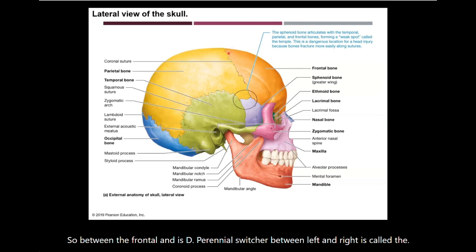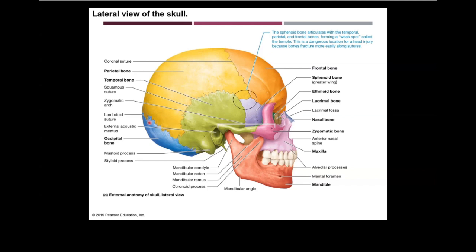So between the frontal and parietal is called the coronal suture. Between left and right parietal is called the sagittal suture. Between parietal and temporal, it's called the squamous. Between parietal and occipital, it's called the lambdoid suture. Okay? How are we feeling about the sutures? Good? So what were they? Coronal, squamous, lambdoid, and between the parietals, sagittal.